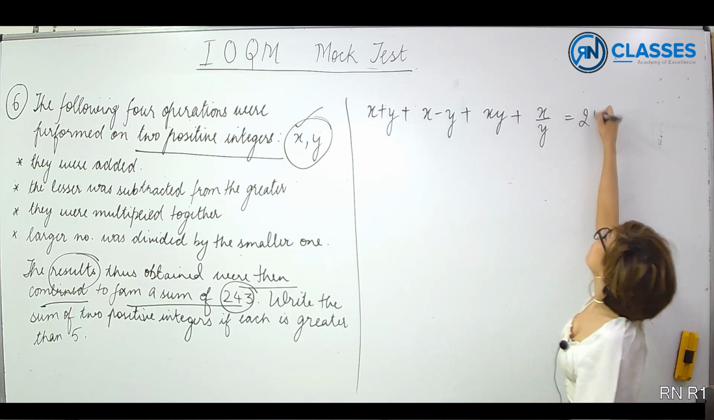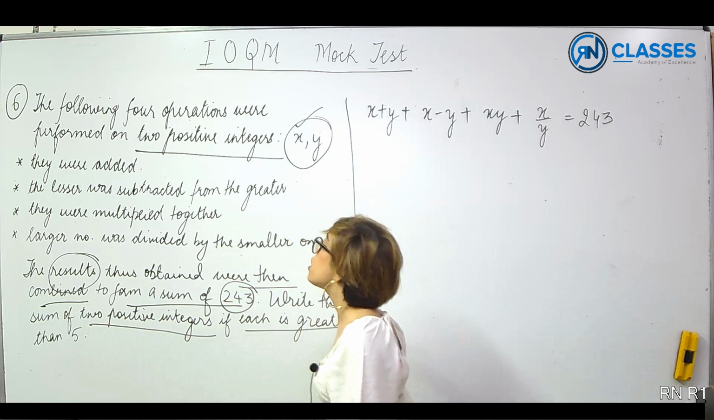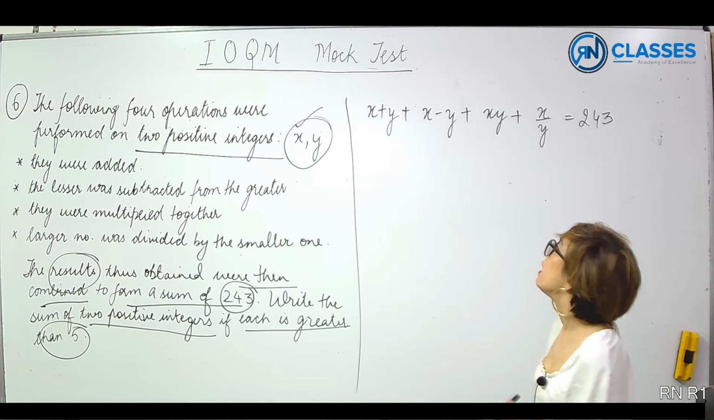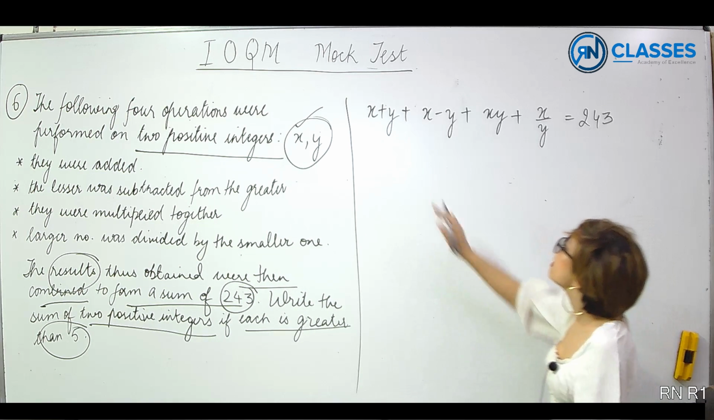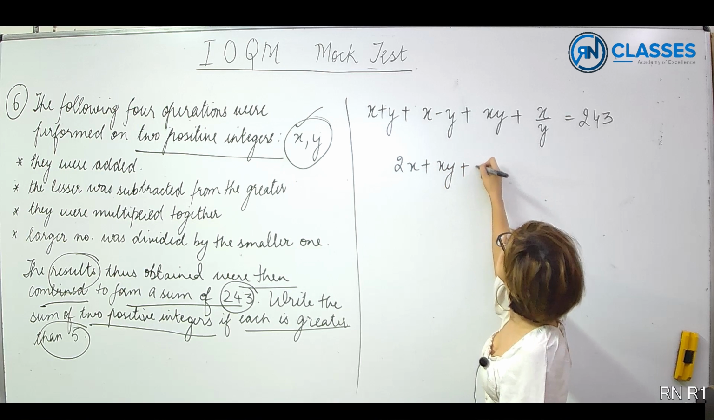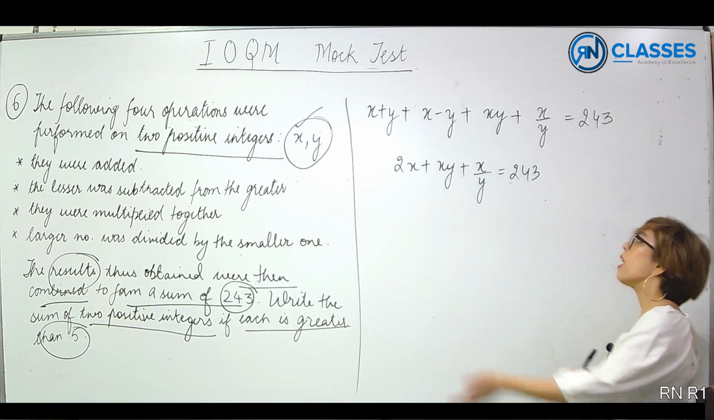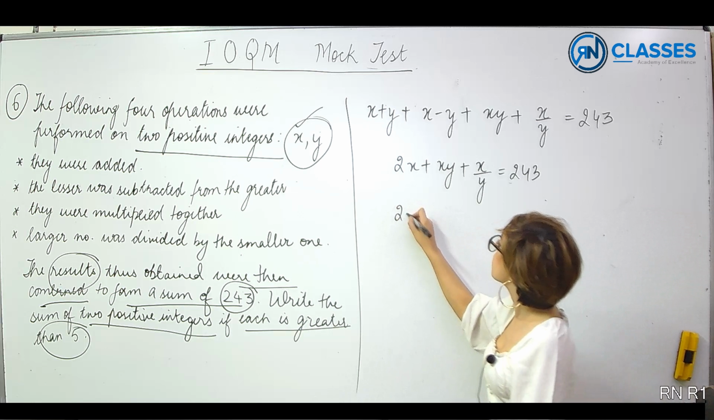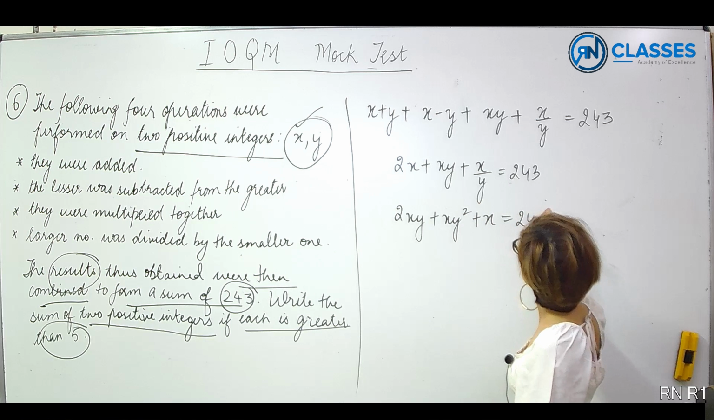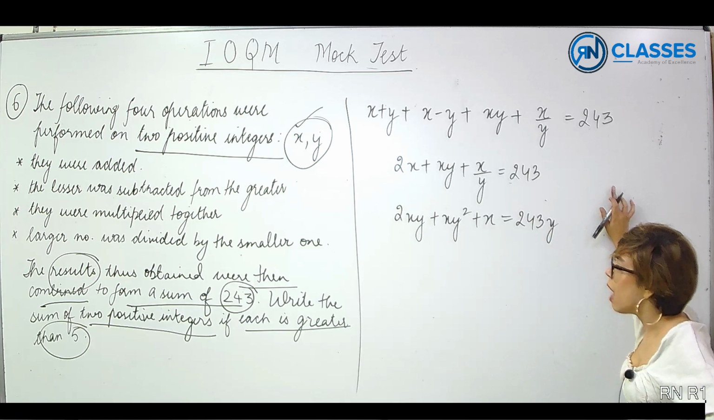That is 243. Right? Now he says write the sum of 2 positive integers if each is greater than 5. So basically I need to find the values of x and y. Let's see. So I have this equation. Obviously this gets cancelled, I'll get 2x plus xy plus x by y, that is 240. Next step I take LCM and I'll cross multiply y, so I'll get 2xy plus xy square plus x equal to 243y. Right? Now the thing is, how should I proceed further?